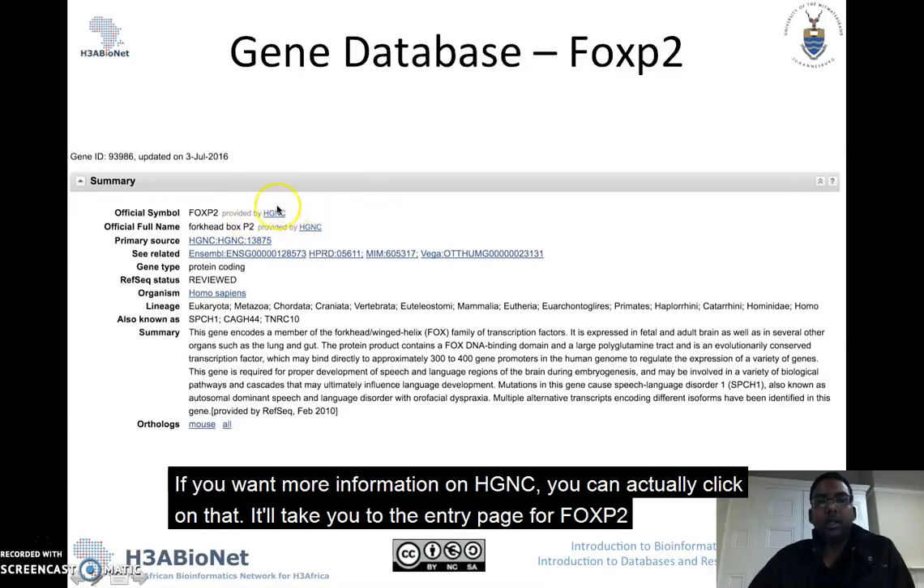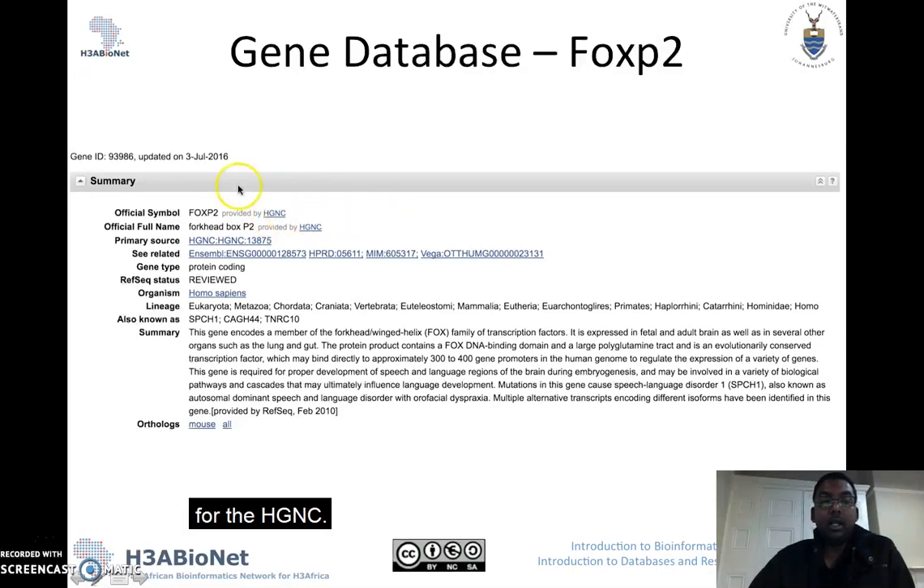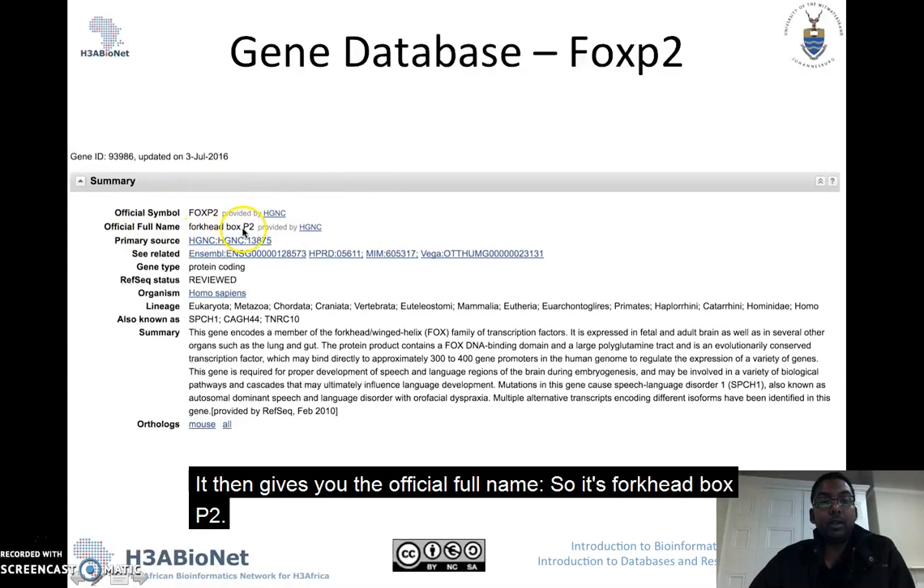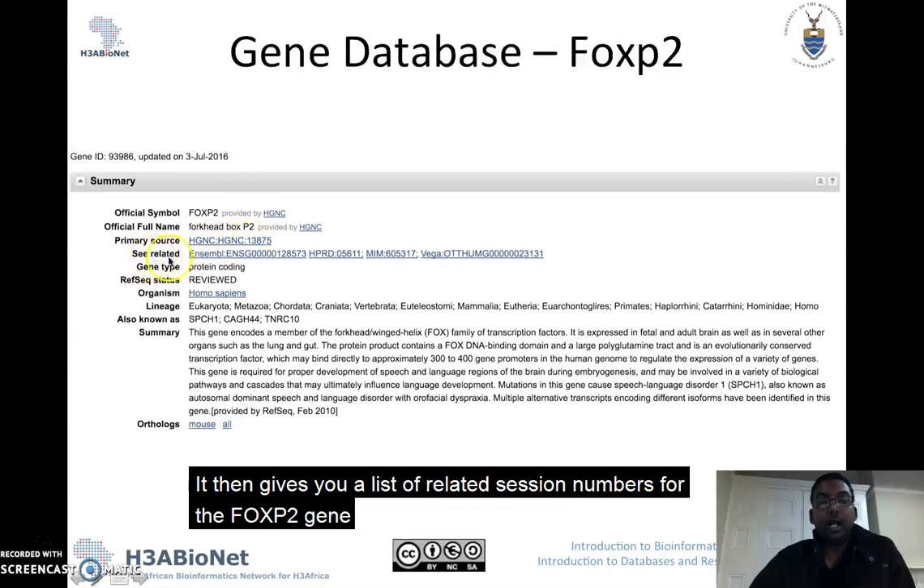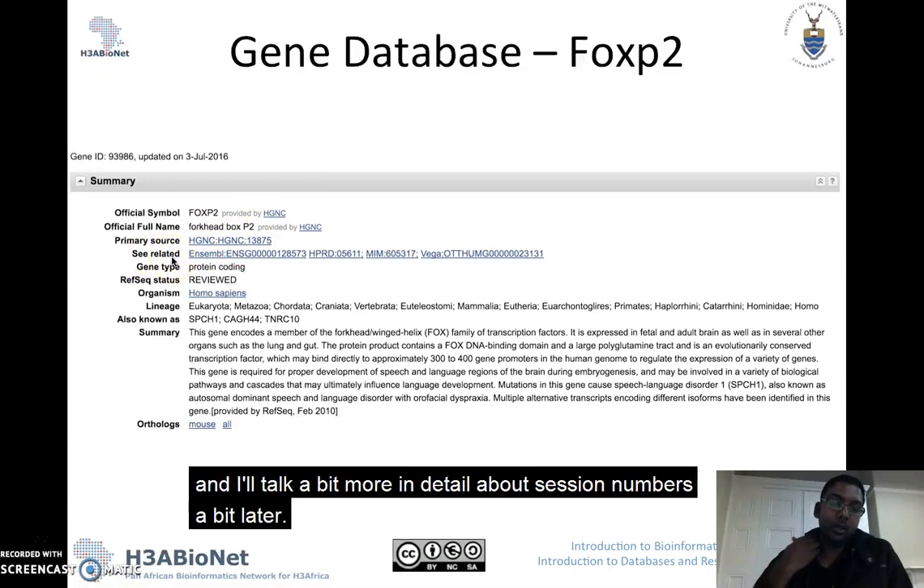If you want more information on HGNC, you can click on that. It will take you to the entry page for FOXP2 at the HGNC. It then gives you the official full name, forkhead box P2. It then gives you a primary source, which links to the primary gene sequence entry at HGNC. It then gives you a list of related accession numbers for the FOXP2 gene, and I'll talk in more detail about accession numbers a bit later.